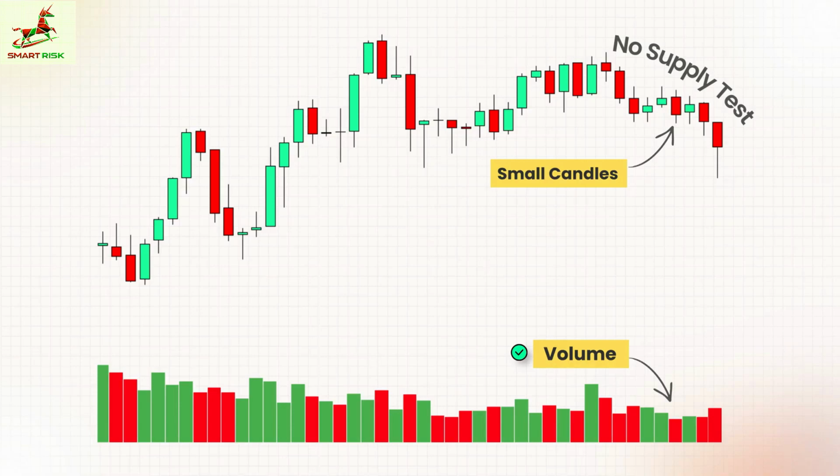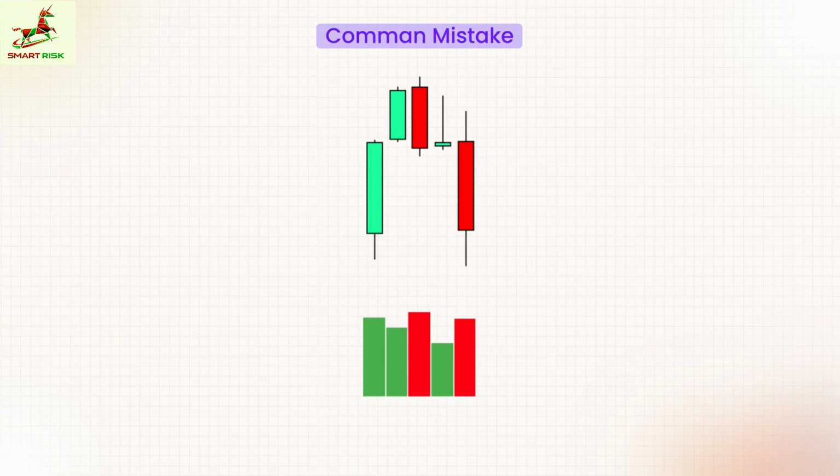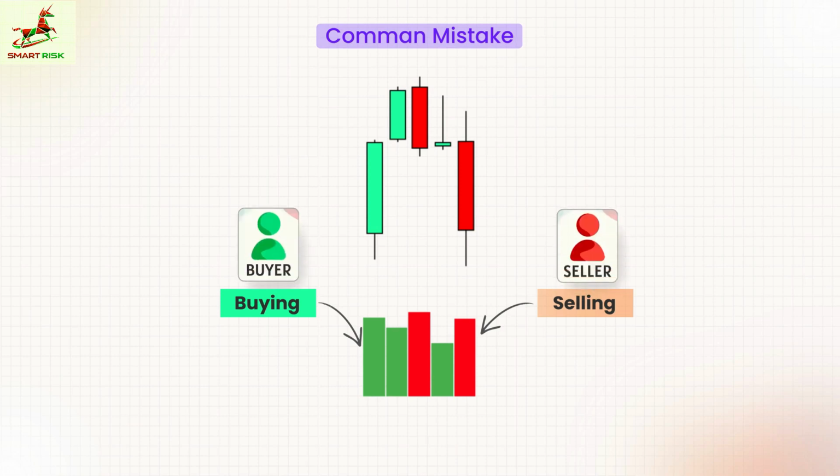Now, before we go any further, there's a very important thing we need to address. A lot of traders believe that a green volume bar means buying happened at that level and a red volume bar means selling happened. But this is completely wrong. Here's why. Every single trade in the market requires both a buyer and a seller. If you bought 50 shares, someone else sold you those exact 50 shares. Volume simply tells you the total number of transactions that happened. It does not tell you who's in control at that level, buyers or sellers.